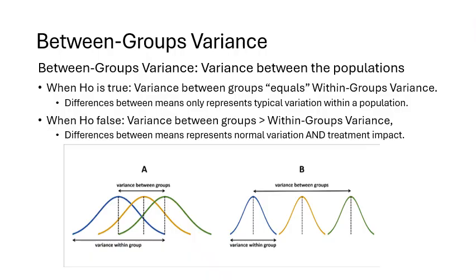This is probably a situation in A where we're not rejecting the null hypothesis. The situation in B is one in which the null hypothesis is false. The variance between groups is greater than the variance within groups. And in this case, we can see that the variance within each group is really small, but the variance between groups, at least certainly between the blue and the green, is quite large. And that means that these differences in means represent both normal variation, the variation within group, and the impact of the treatment.